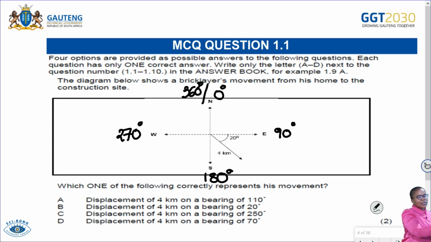So obviously your 20 falls in the first quadrant, so it's out. Your 70 falls in the first quadrant because it's 70, so it is before the 90. Then your 250 falls in the third quadrant, so it is out because that is not where the movement is at, and therefore the correct answer will be A. Okay, because it's 110, so it falls onto this quadrant, and there's no other that falls onto that quadrant. Okay, so we'll circle it out nicely because we have space on this one.